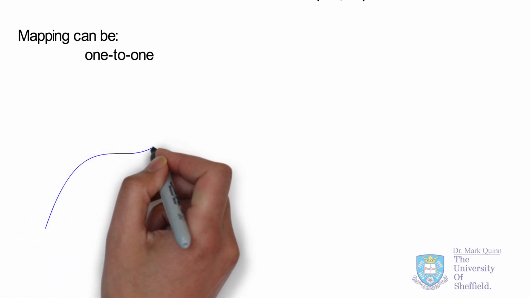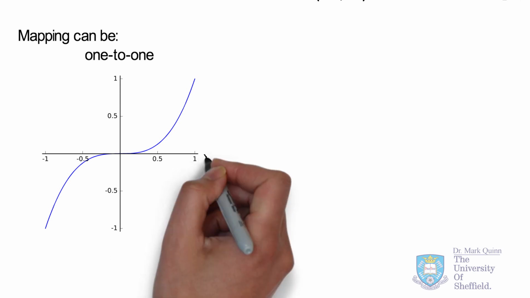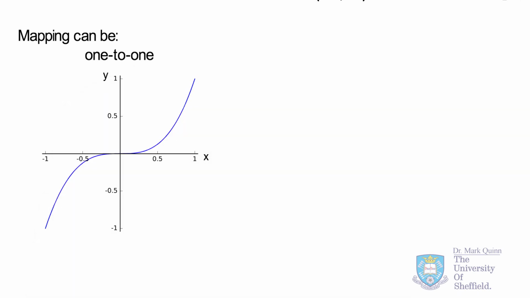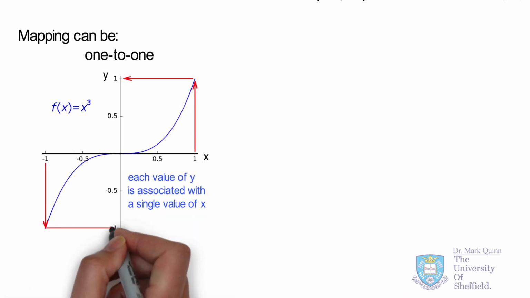The process of mapping in a function can be defined as either one-to-one mapping, such as in the case of f of x is equal to x cubed, and here each value of y is associated with a single value of x. If we take any value on the x-axis, it will be mapped onto a single value in the y-axis.